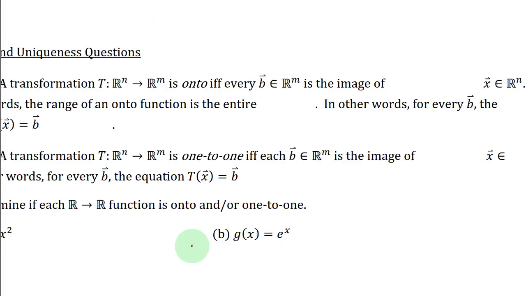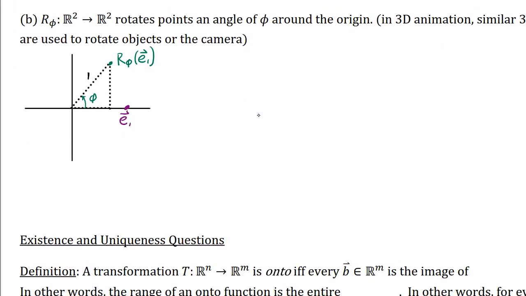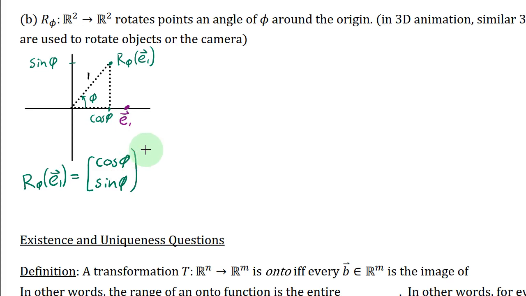So that means this y-coordinate here is sine of phi, and this x-coordinate here is cosine of phi, and that means that r sub phi of E1 is just cosine of phi and sine of phi. Okay, now what about E2?